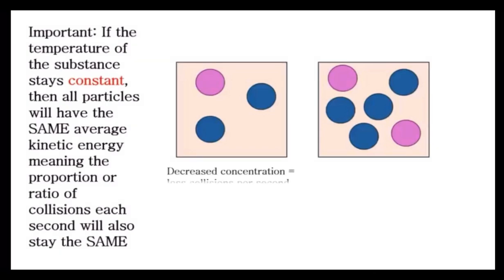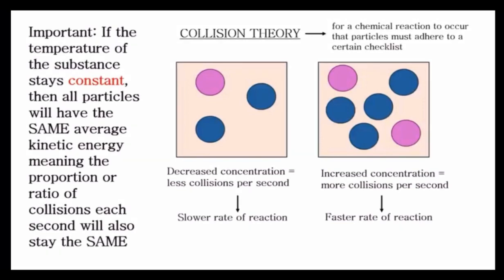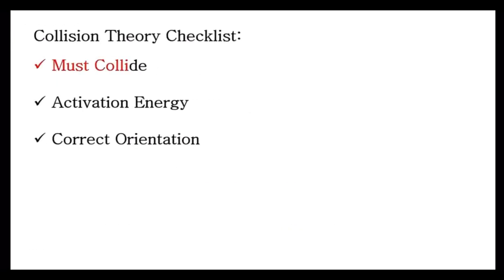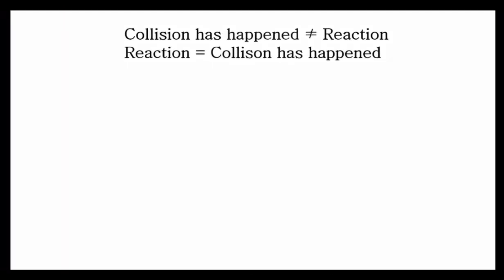If there is an increase in concentration, meaning you add more of a particular substance, there are more particles squeezed into the same volume or space as before, resulting in more opportunities for collisions between particles to occur per second. So, statistically, more successful collisions are bound to happen, which increases collision frequency and therefore the reaction occurs faster. This concept is known as collision theory, the theory that for all chemical reactions to occur that particles must adhere to a certain checklist which states, particles must collide with one another in order for a reaction to occur. Colliding doesn't necessarily mean a reaction will occur, but collision is a prerequisite for chemical reactions.